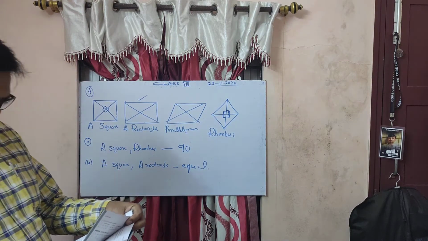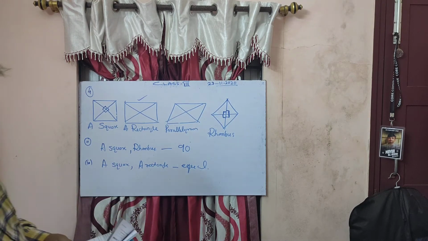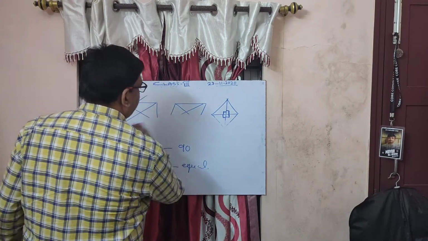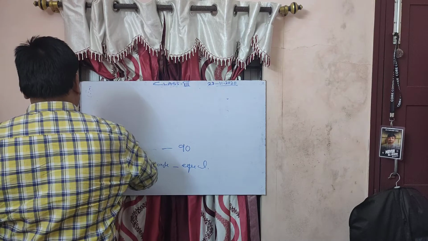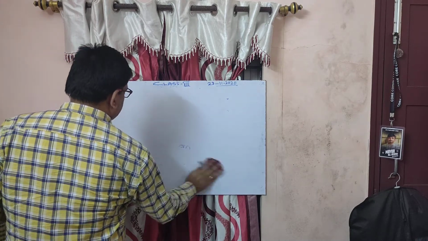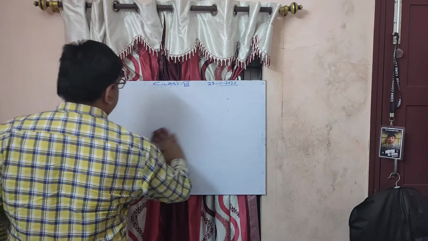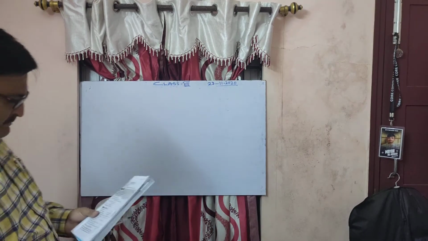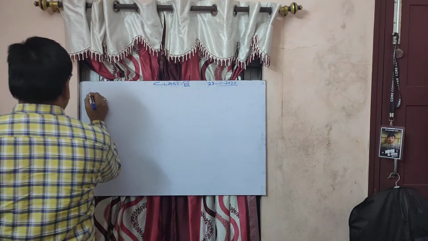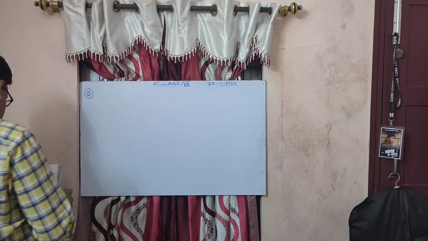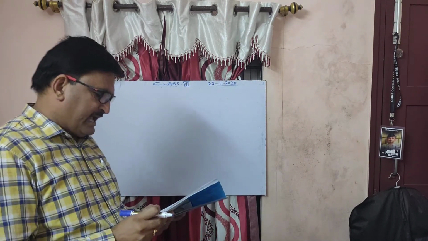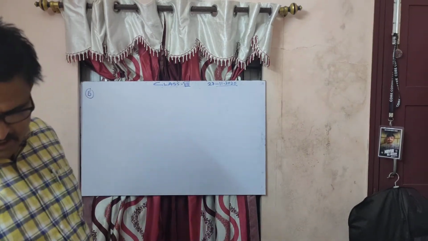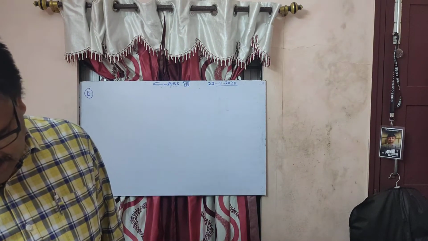Okay, the next question, that is the fifth question. So all these questions can be easily done if you know the properties. What is the fifth question? Explain why a rectangle is a convex quadrilateral.